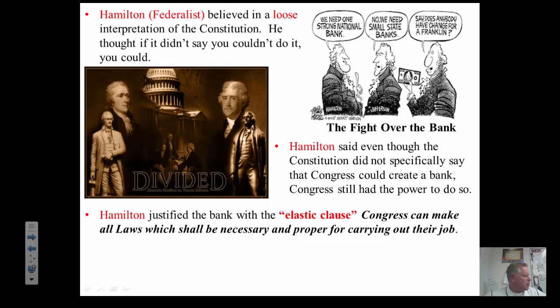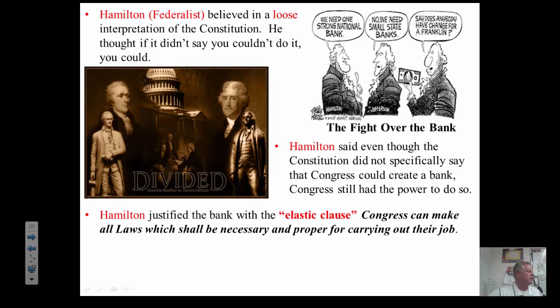Now, if you look on page 236 in your books, it lists the enumerated, or the numbered, powers that Congress has, and there's 18 of them listed. Well, number 18 is the elastic clause. Number 1 says the Congress shall have the power to lay and collect taxes. So the first power is that they can tax. Number 2 says to borrow money. Number 3 says to regulate trade, and so on and so forth.